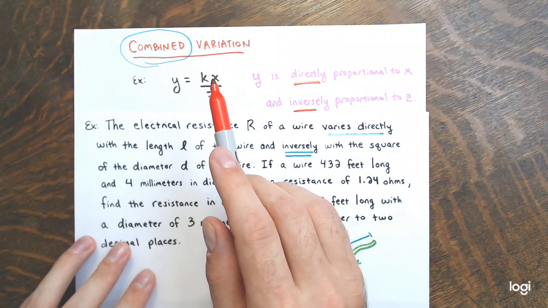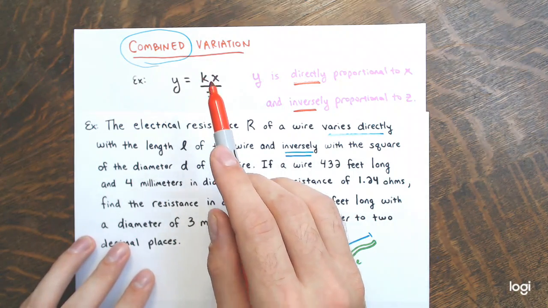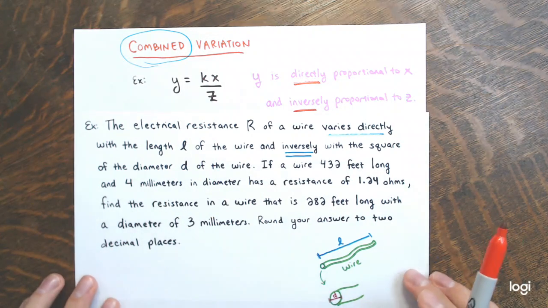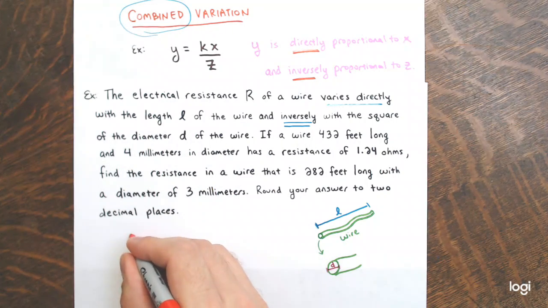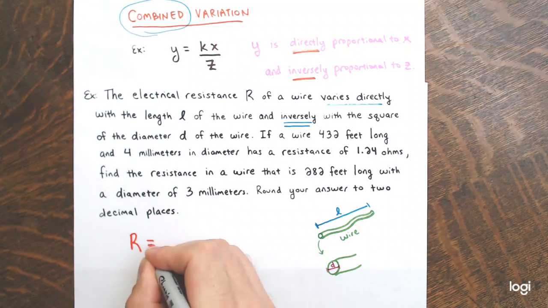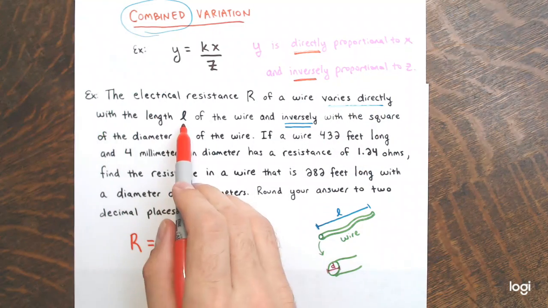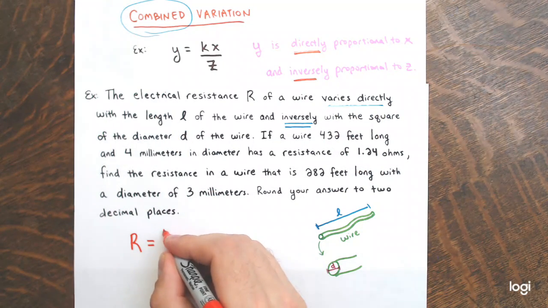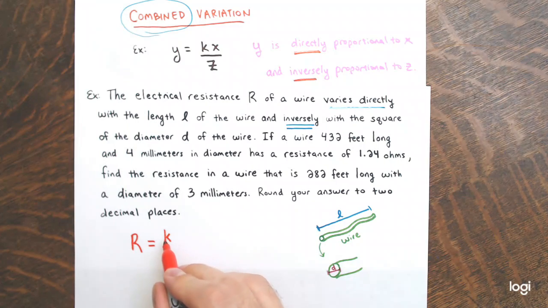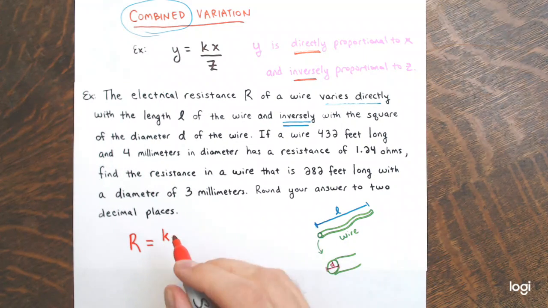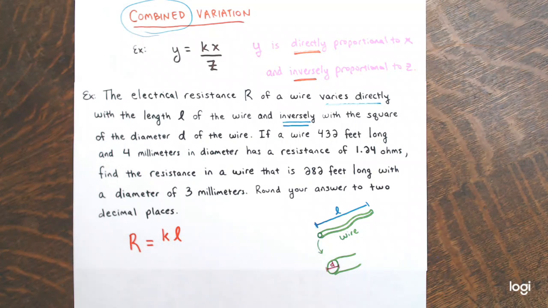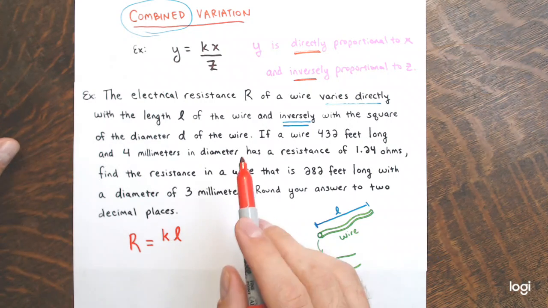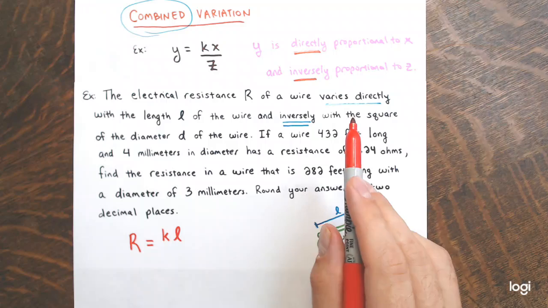Right, you have the k times x, and inversely with z, because you have the k divided by z. All right, so let's keep that in mind. The resistance R, so I'll have R on one side, equals, varies directly with the length of the wire, so equals some constant k, and again, that lowercase k is the constant of proportionality, times the length of the wire L, right?